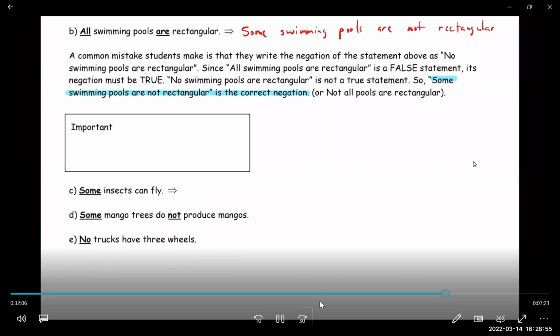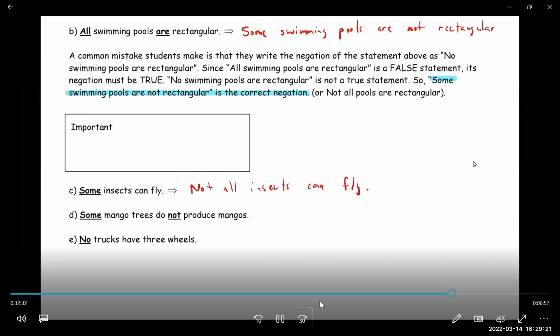All right, so let's look at this one. How would you negate "some insects can fly"? Not all insects can fly. Very good, yeah. Not all, or some. Not all insects can fly. Okay. That's a great way to negate it.